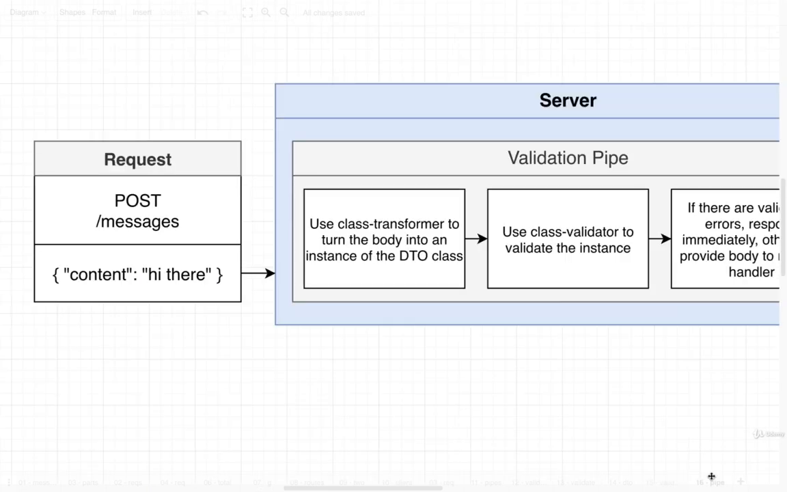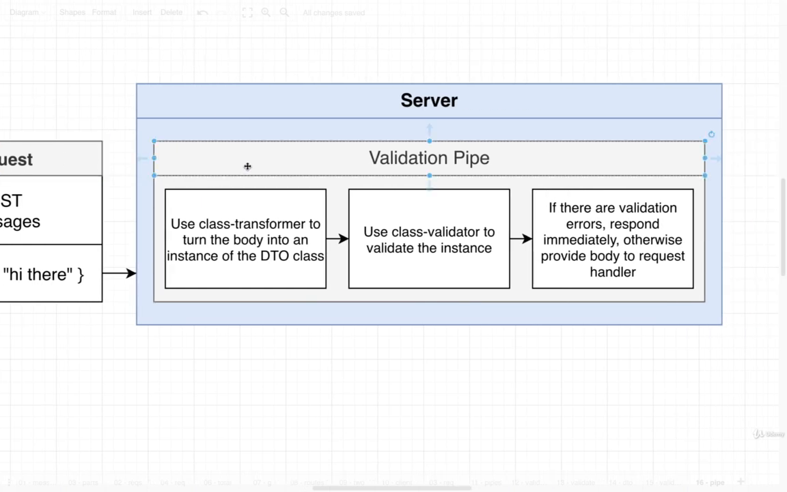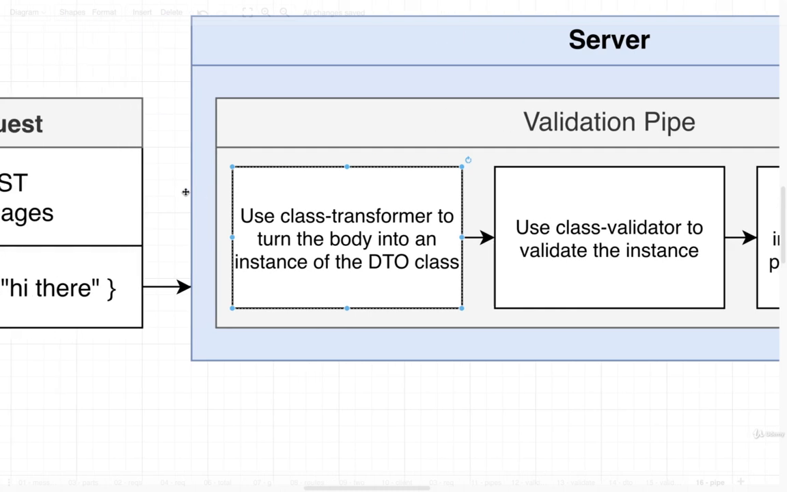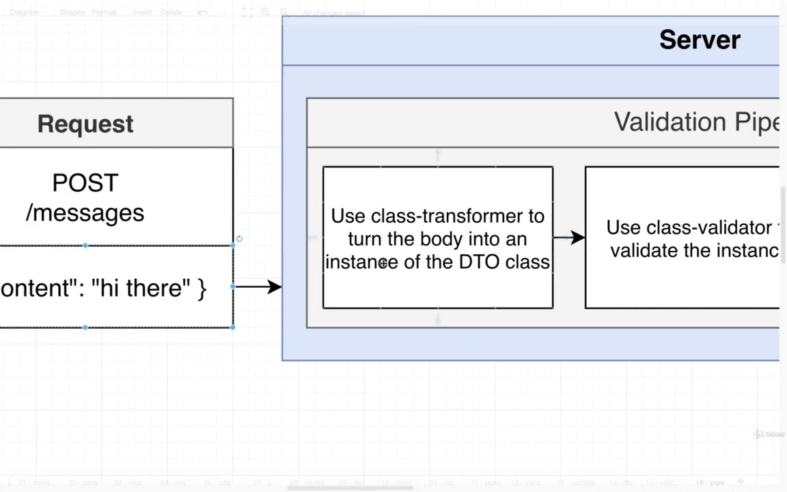So here's how everything works together with the validation pipe. Our server is receiving a request. That request is now going to flow automatically into the validation pipe. The validation pipe goes through 3 different steps. First, the validation pipe is going to use that class transformer package automatically to turn the body of that incoming request into an instance of the DTO class.